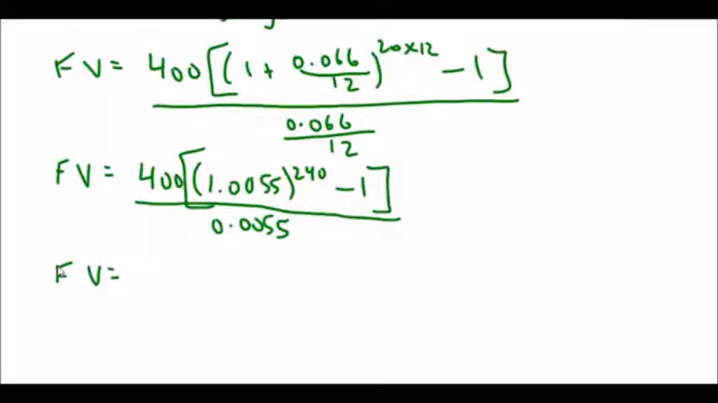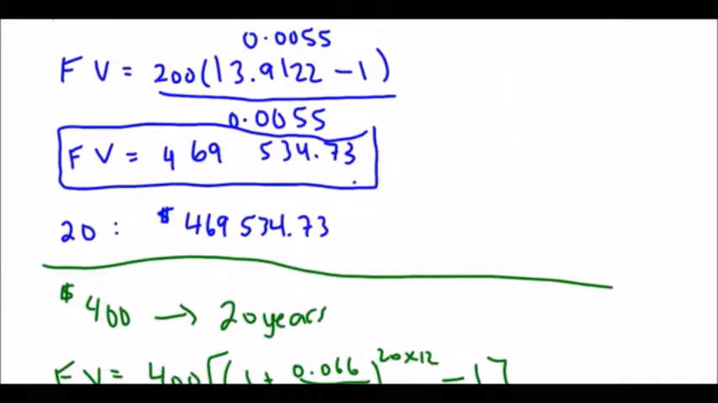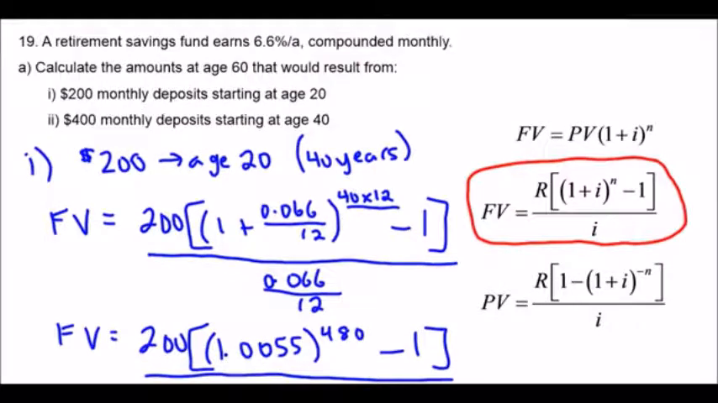1.0055 to the exponent 240, subtract 1, multiply by 400, divide by 0.0055, and I get $198,538 and about 68 cents. So this is the amount from the $400 every month for 20 years. Okay, so we have that number and we have this number, and they're quite different. So what do we have to do with them?